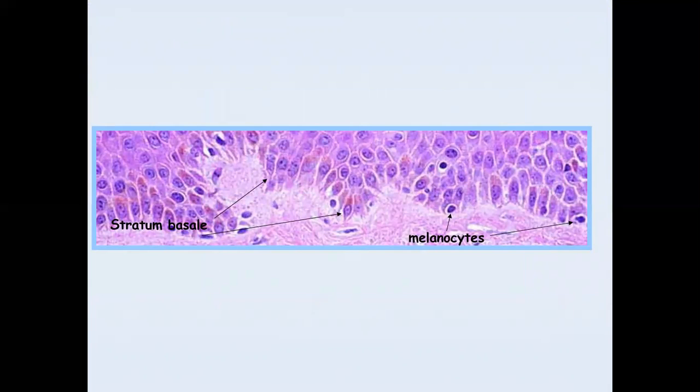Then comes the basal cell layer. The basal cell layer comprises two types of cells, that is the keratinocytes and the melanocytes. The melanocytes can be identified by their round and dark staining nuclei and a halo surrounding those nuclei. Usually one melanocyte is interspersed between 5 to 6 keratinocytes.